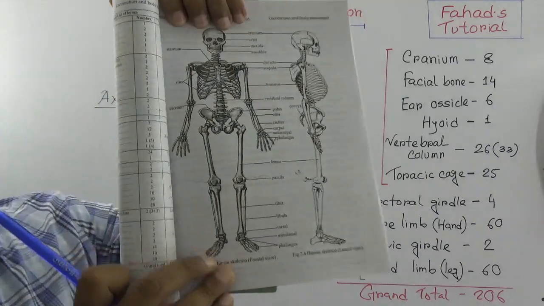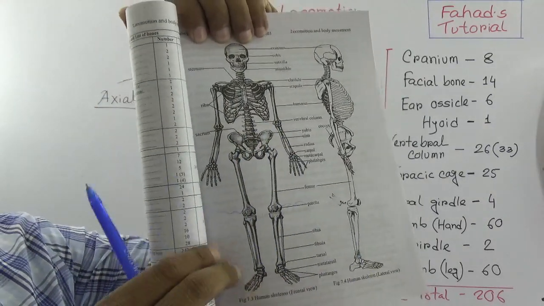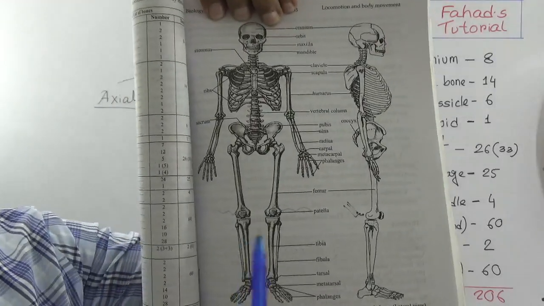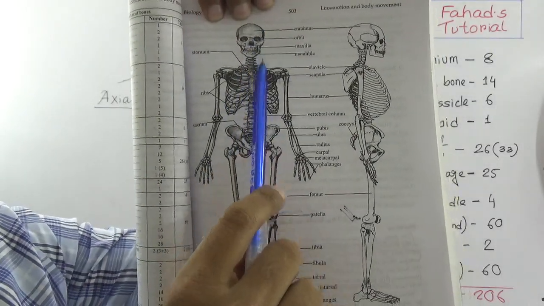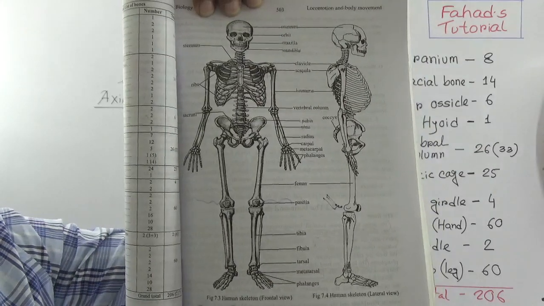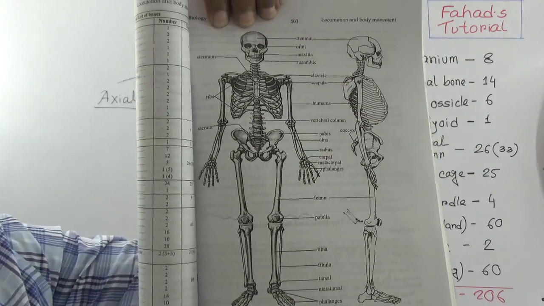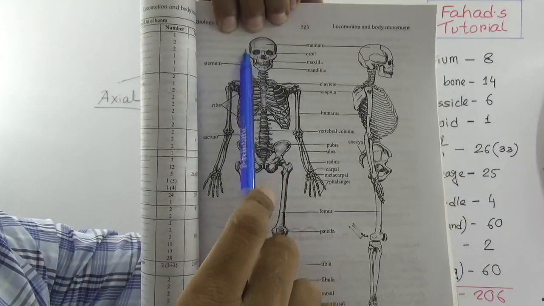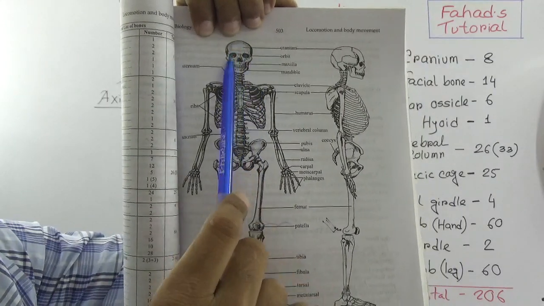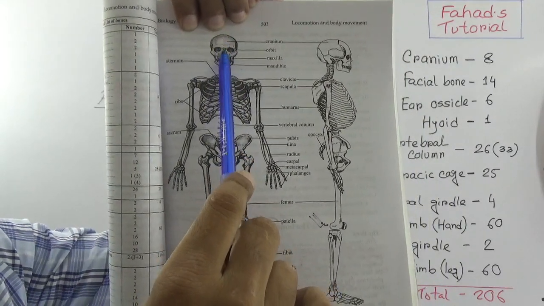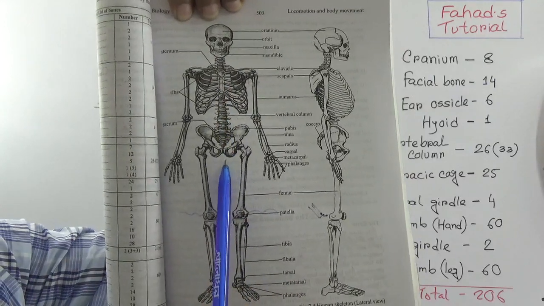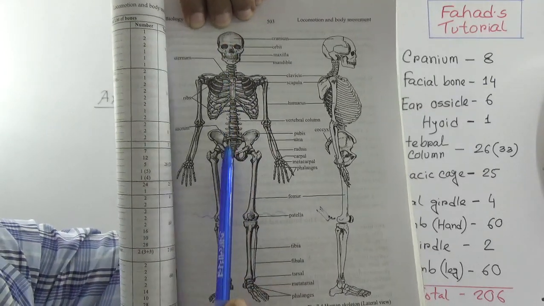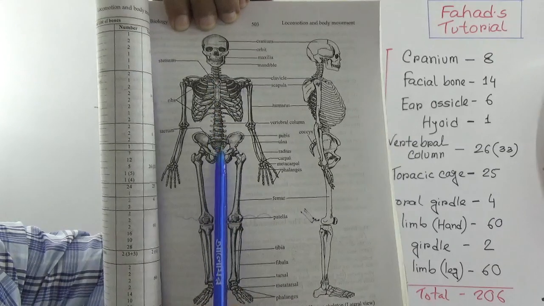This is the human skeletal system. Now think about what you are watching here. This is very common, you can find it on Google. This one is the cranium. If you see the axis of a human body, this part is called the axial skeletal system.